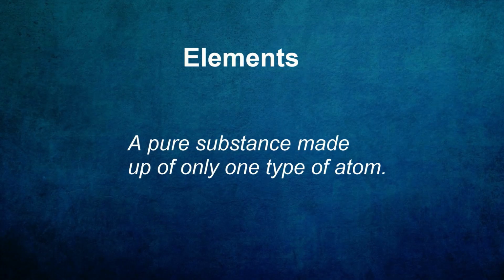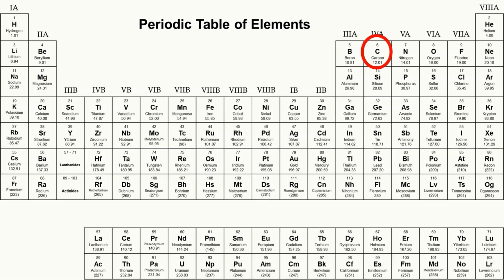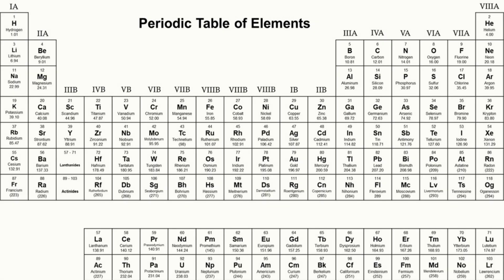An element is a pure substance made up of only one type of atom. Each element is represented by its symbol, usually the first letter or first two letters of its name. For instance, H stands for hydrogen, O for oxygen, and C for carbon. Elements are organized in the periodic table based on their atomic number and properties.